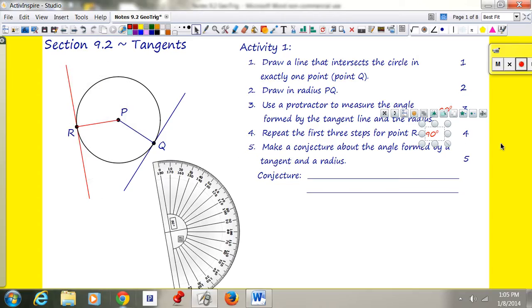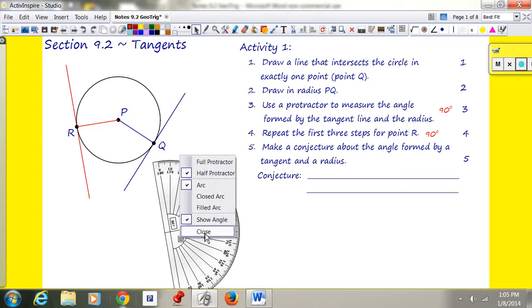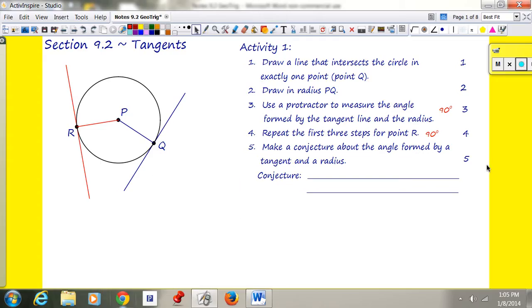So make a conjecture about what you think happens when you've got a tangent and a radius and they connect. What happens when you connect a radius and a tangent? Well, the conjecture would be that the angle formed by the radius and a tangent is always going to be 90 degrees. It's always going to be perpendicular. A tangent line and a radius are always perpendicular. Pause it if you need to.